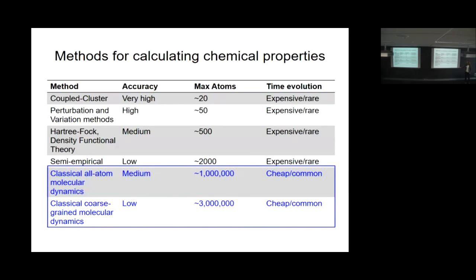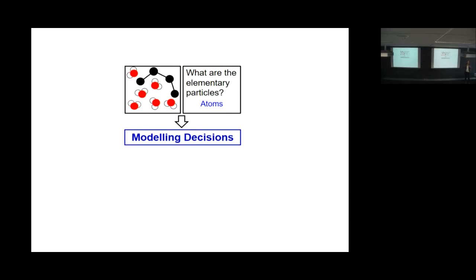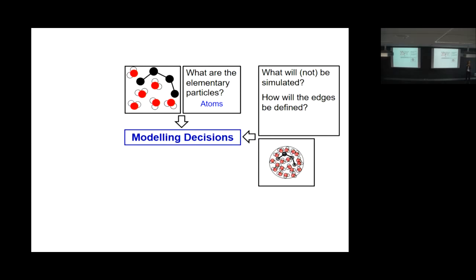So this is the realm in which I'm working. For us, generally speaking, our elementary particles are atoms. Sometimes we can use cruder models, but it'll be our default setting. Then we're going to think, well, given that atoms are my smallest unit, what can I afford to put into my simulation, and also what do I need to have in there to answer the questions I'm asking, and how do I deal with the edges?